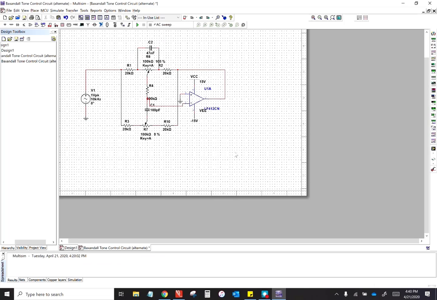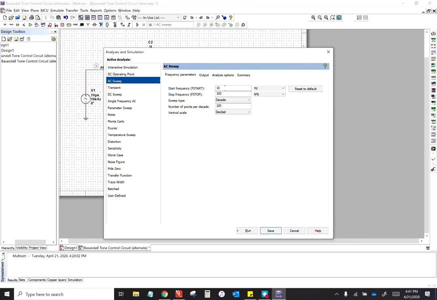We can actually use Multisim to generate a frequency response plot using a function called AC sweep. The first thing you want to do is add voltage probes at both the input and the output. Next, you select AC sweep here and pick a starting and stopping frequency. I have 10 hertz and 100 kilohertz. The sweep type, we want decade if we're going to be doing a Bode plot, which we are. The number of points per decade, 100 points is more than enough. And the vertical scale, I like to put at decibel, once again because we're creating a Bode plot.